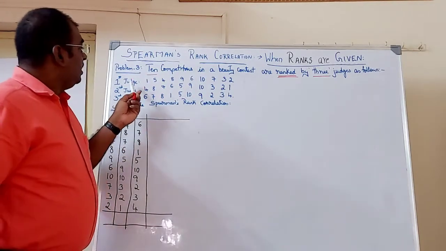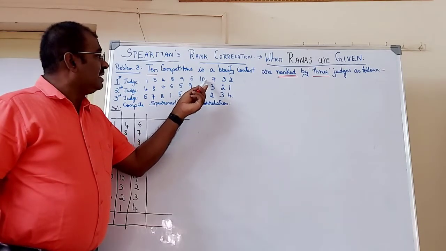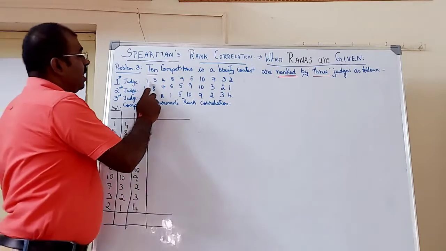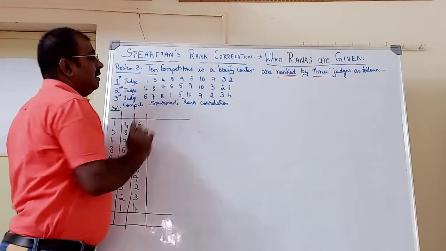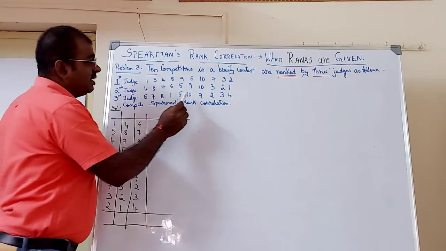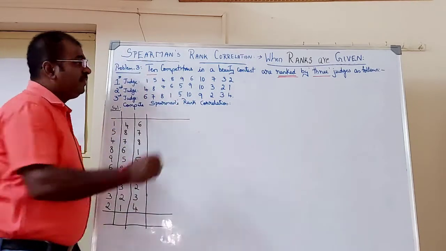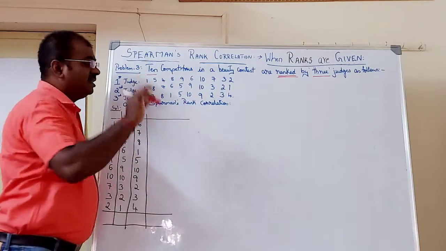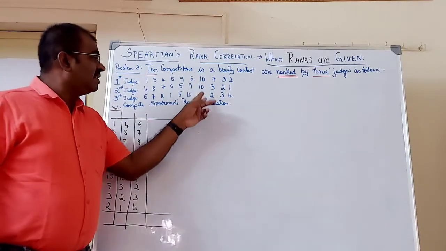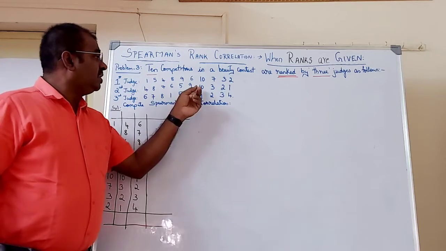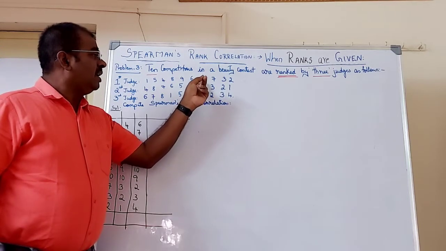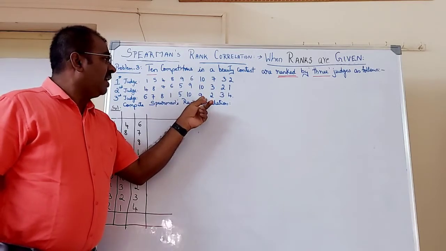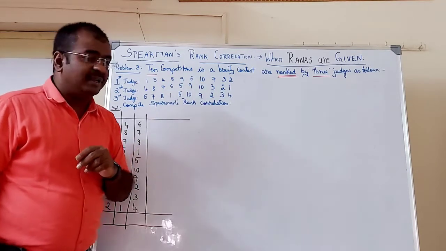Now if you look here, for example, judge number 1 has given the 10th rank to the 7th contestant: 1, 2, 3, 4, 5, 6, 7. Similarly, the second judge has also given the 10th rank to the 7th contestant, but the third judge has given the 9th rank. So there is a slight difference. 2 judges are closely related or correlated in their decision, whereas another judge has a slight difference.